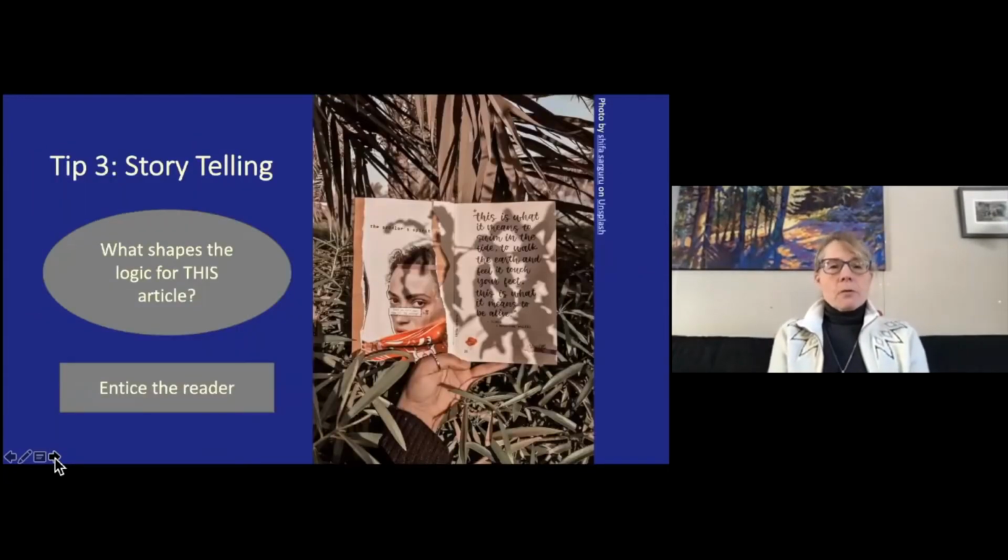So, tip number 3, storytelling. As academic writers, a lot of us forget that what we're engaged in is a story. We get so bogged down in thinking about what the theoretical contribution is, about how it's positioned in our discipline, these sorts of things, which are very important, that we forget to think about the story that we're telling. And so as you sit down to write an article, you need to think about what is it that shapes the logic for this particular piece of writing.